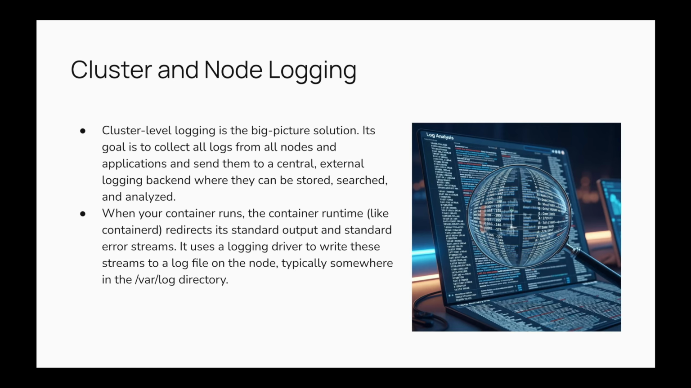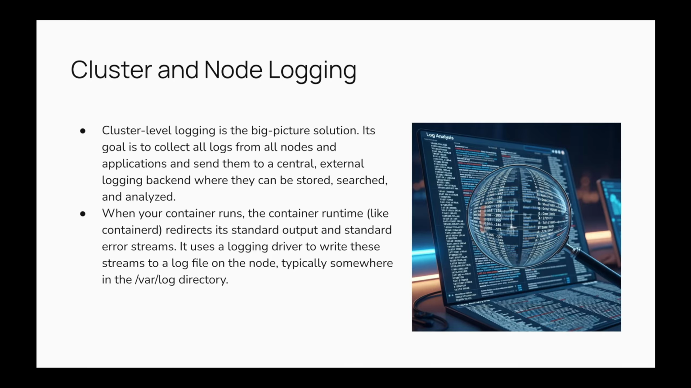Now let's talk about node logging. This is about what's happening on the node itself, and the mechanism that powers the kubectl logs command. When your container runs, the container runtime, like containerd or Docker, redirects its standard output and standard error streams. It uses a logging driver to write these streams to a log file on the node, typically somewhere in the /var/log directory. When you, the user, run kubectl logs my-pod, the request goes to the API server, then to the kubelet on the node where the pod is running. The kubelet then reads directly from that log file and streams that content back to you.